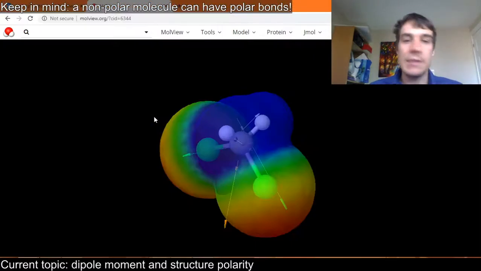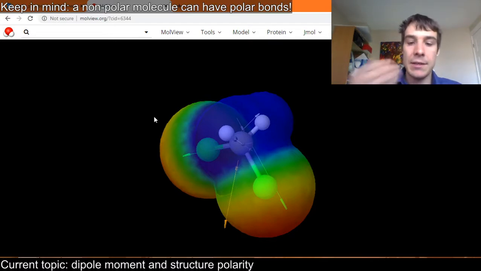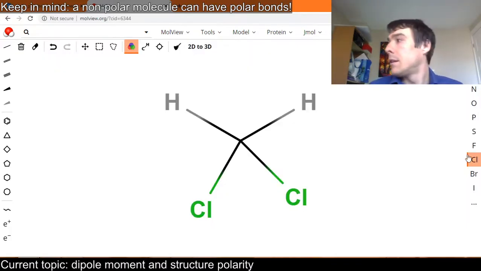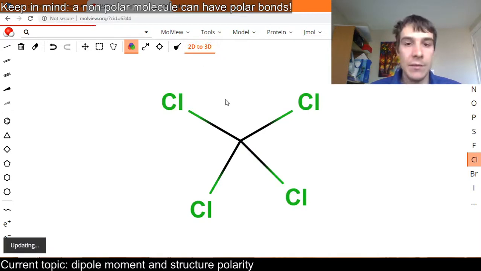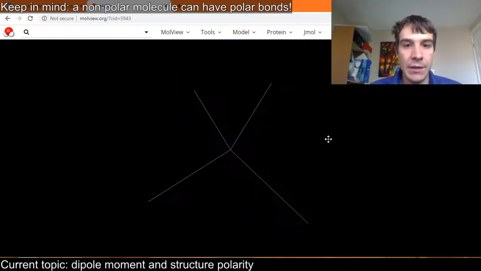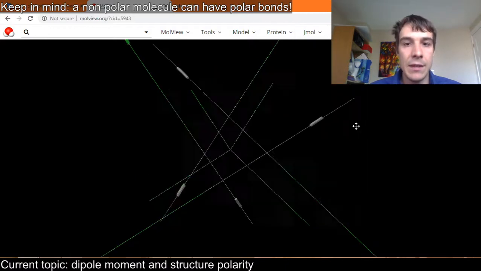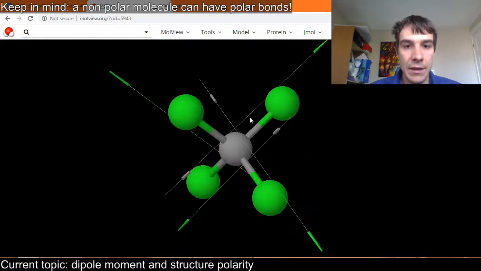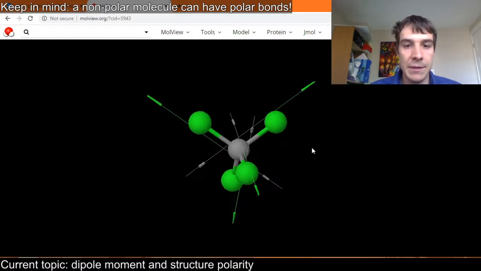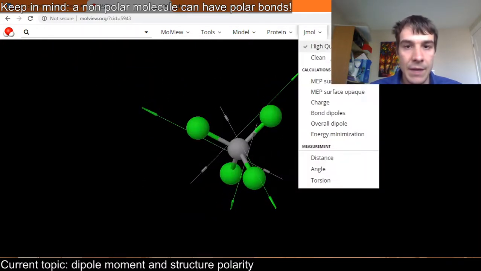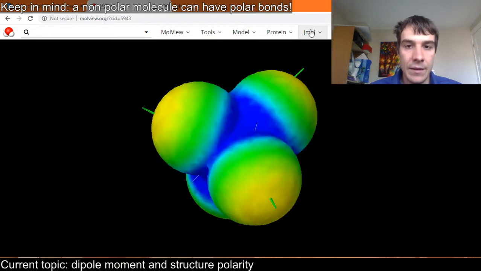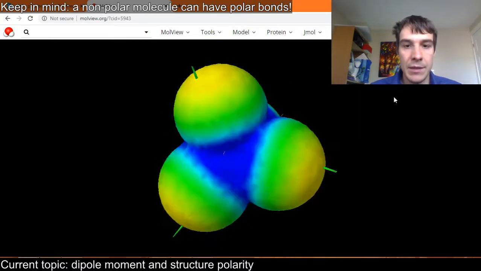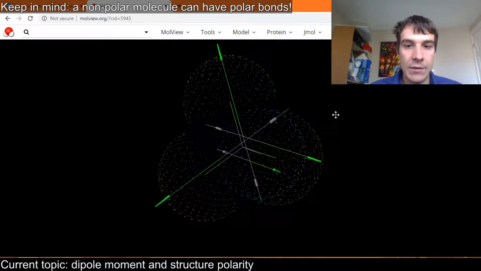I'm going to give you an example of the opposite, where the bonds are polar, but the molecule isn't. So I'm going to pause and set up a different molecule. I'm going to take those two hydrogens and replace them with chlorines. We hit 2D to 3D. Now we've got 4 chlorines. If I hit the bond dipoles, I've got bond dipoles all over the place, all towards the chlorines. If I hit the surface, there are my bond dipoles sticking out towards the surface.